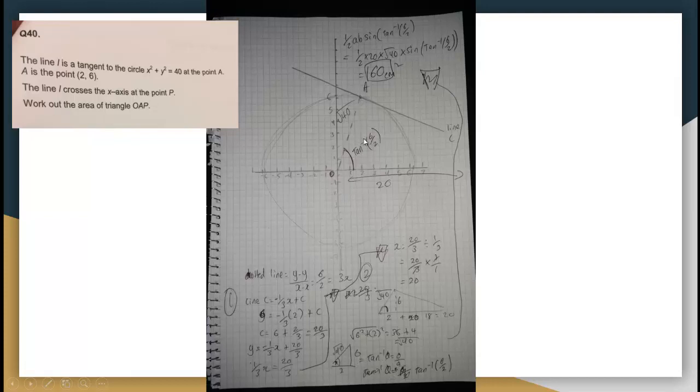So imagine we still have this line here, and we know this is 2, and we have 6 as well, so 2 and 6. We can do tan minus 1 of 6 over 2, and then I use the formula half ab sine C: half times 20 times square root of 40 times sine of the angle that we've worked out, and you should get 60 centimeters squared as the area for OAP.